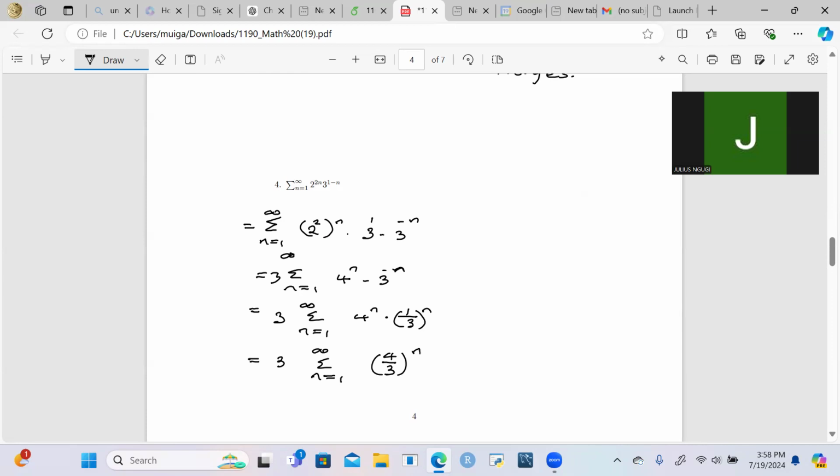So that follows from the rule that a to the power of x times b to the power of x is equal to ab, all this to the power of x. And observe, even before we go to the next step, that our r is 4/3, which is greater than 1. If I look at the absolute value of r, this one diverges.